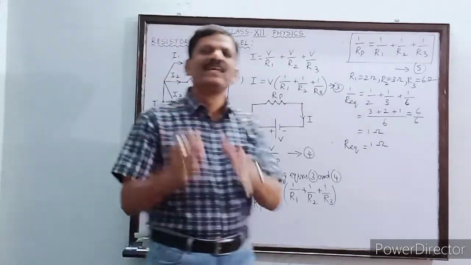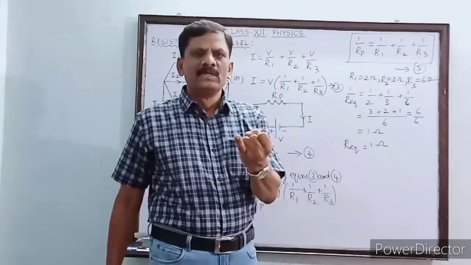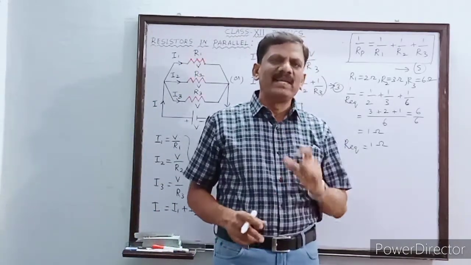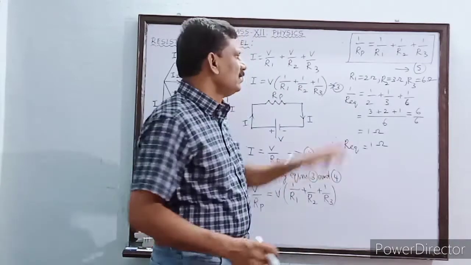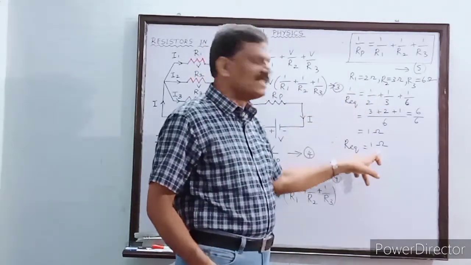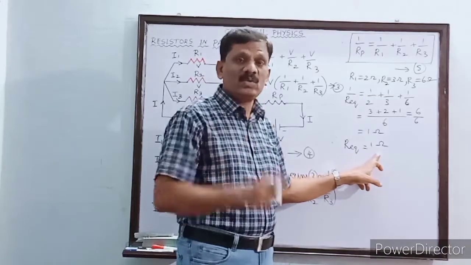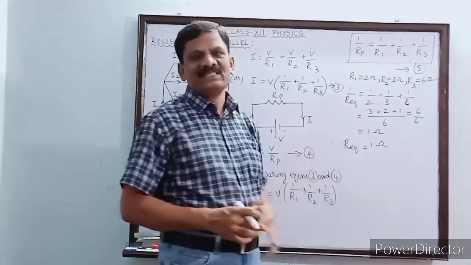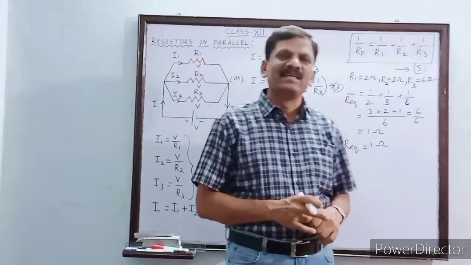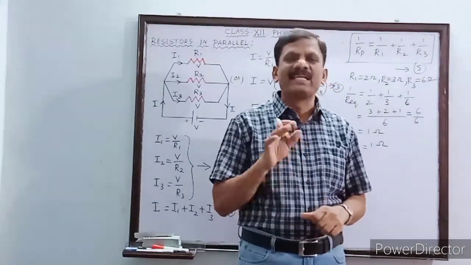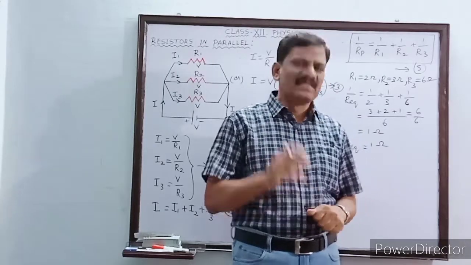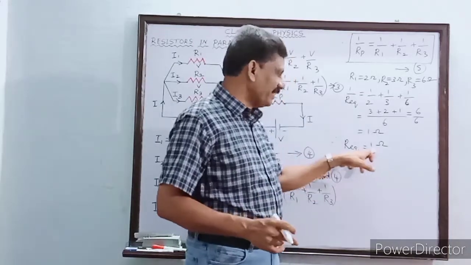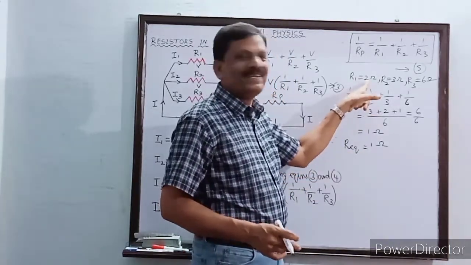What are the 3 given resistor values? 2 ohm, 3 ohm and 6 ohm. Out of the 3, what is the least value of the resistor in that combination? 2 ohm. But what is the effective resistance we have got? 1 ohm. Is 1 less than 2 ohm or not? Yes. So what do we infer? When resistors are connected in parallel, the effective resistance is found to be less than the least of the combination.